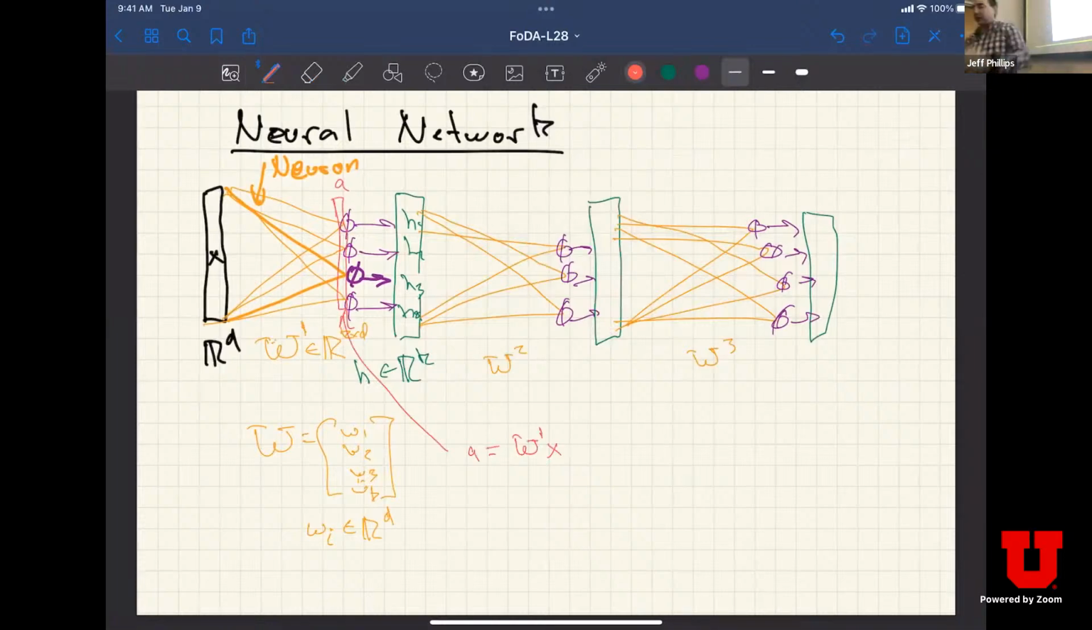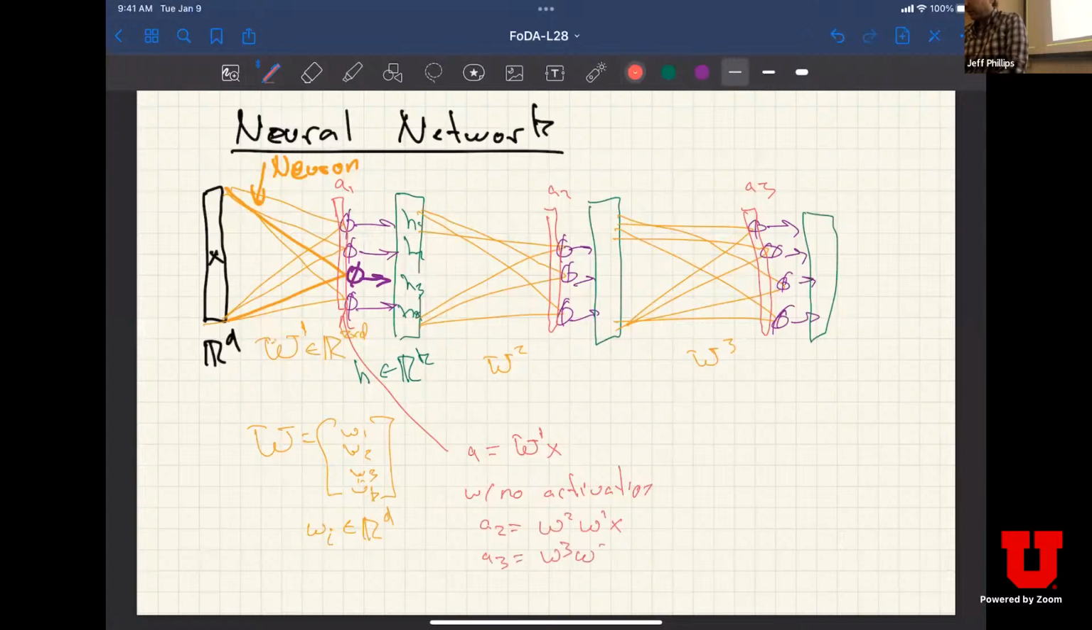So if I didn't have the activation functions, with no activation, what I can write is this is A1, this is A2, this is A3. If there's no activation, then A2 is just going to be W2 times W1 times X. And A3 is going to be W3 times W2 times W1 times X. Okay, and I'm going to learn the parameters of the W. Those are my parameters.